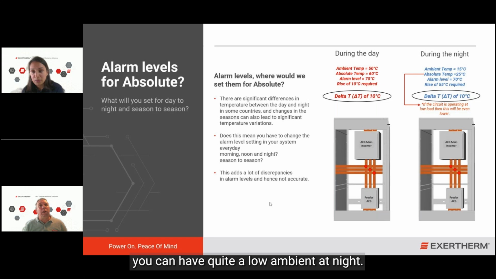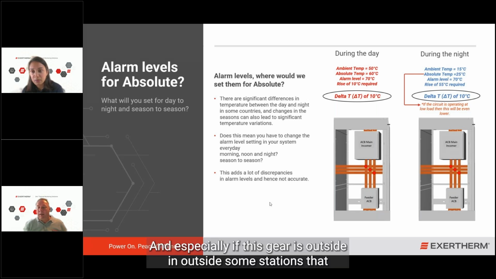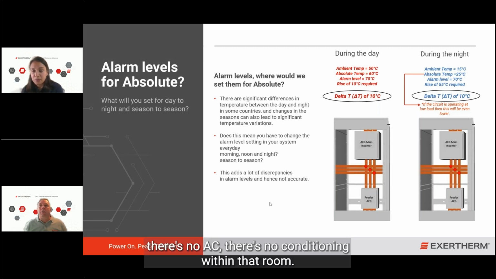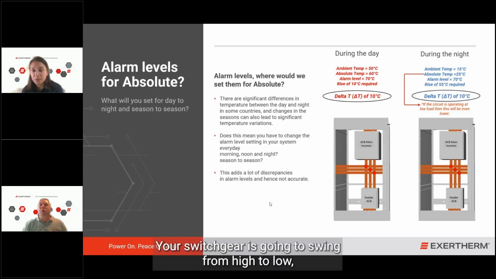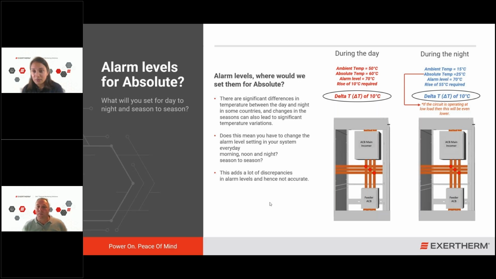You can have quite a low ambient at night, and especially if this gear is outside in outside substations, where there's no AC, there's no conditioning within that room, your switchgear is going to swing from high to low ambient, day to night, and even season to season.